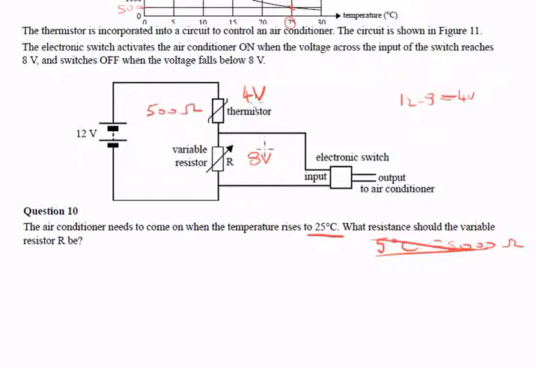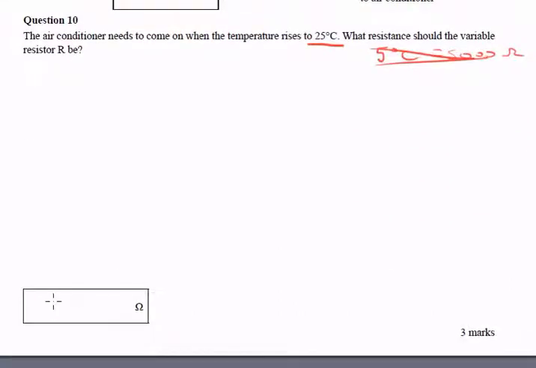Now, the ratio of 4 to 8 is the same as the ratio of this resistance to this resistance. I.e., 8 is twice as big as 4, so this is twice as big as 500. The answer must be 1,000. That's the answer. We've just got to make sure we put enough work in to get our 3 marks now.